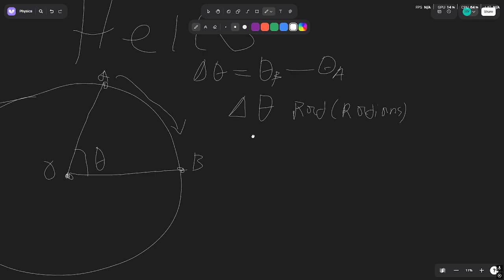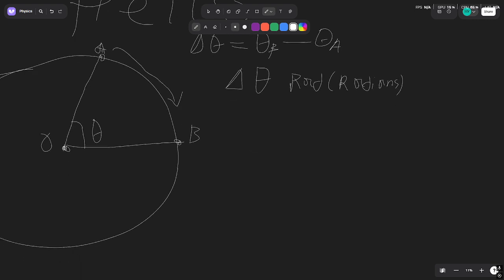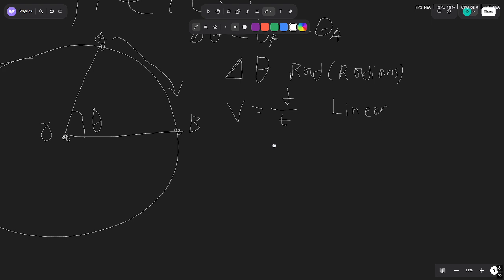What we also should know is velocity, right? If the point A moves, we need to know its velocity. So how can we find it? We know that velocity in a linear motion can be calculated as displacement divided by time. Yeah, sure. But what about angular velocity?